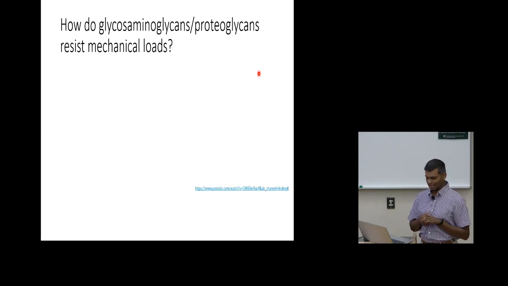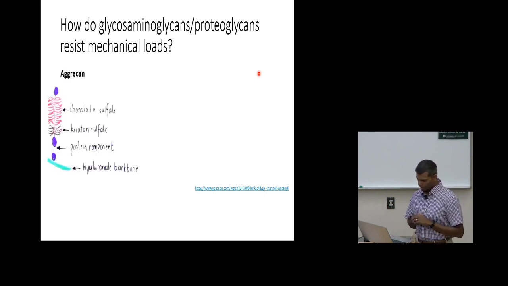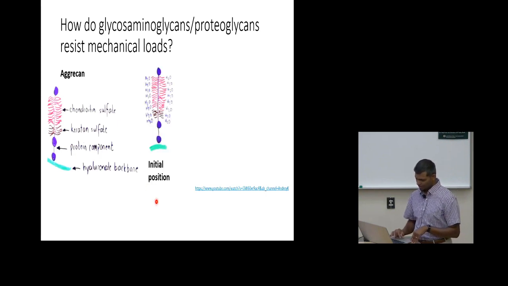Okay, here's the question you probably all are wondering about. How do glycosaminoglycans resist mechanical loads? And the way they do it, I will have to explain by using this type of representation. So this is also an aggrecan molecule, and I've just pointed out what are the different types of glycosaminoglycans. And in this cell, they're going to be hydrated because the water is attracted to the negative charge.